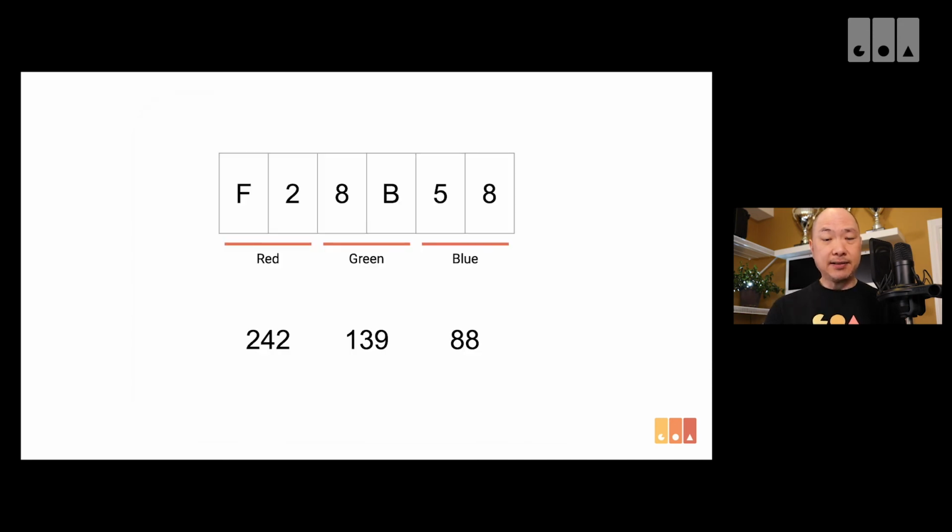So that's exactly this here: F28B58. The first two digits are the red value. The second two digits are the green value. And the last two digits are the blue value.